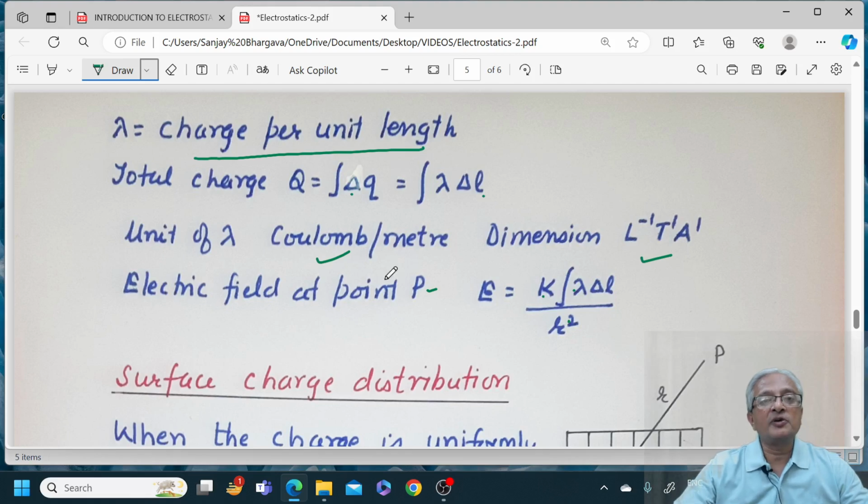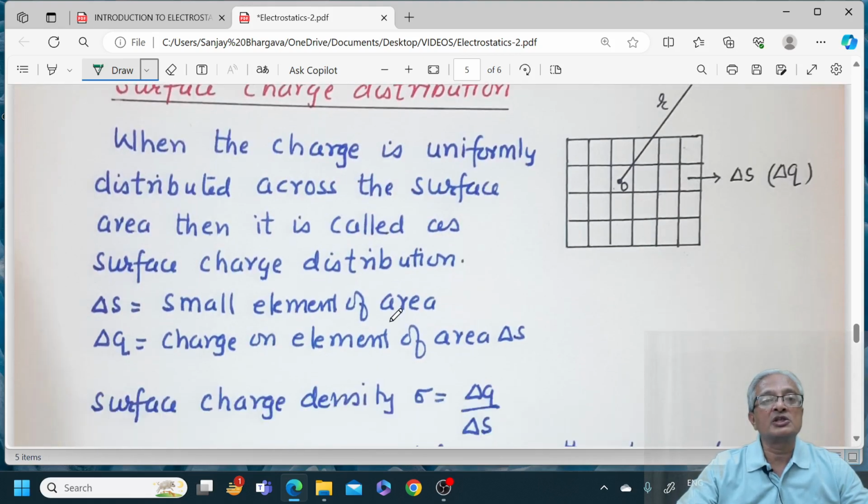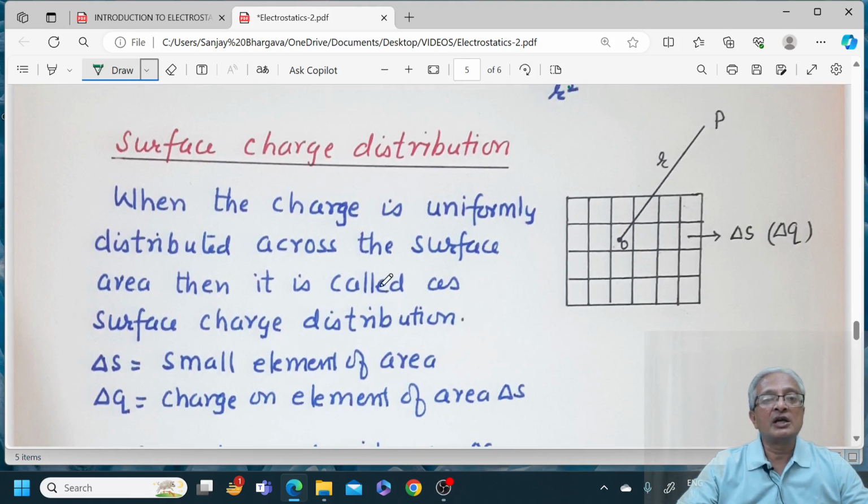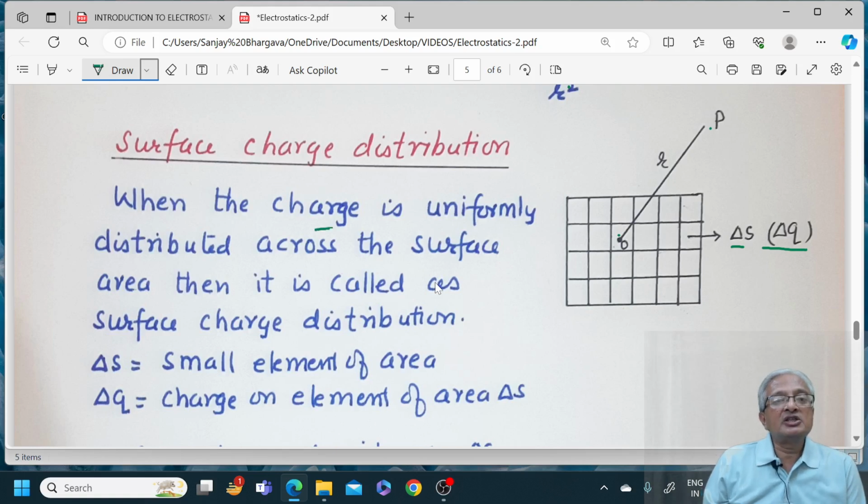The second type of charge distribution that we talk about is called surface charge distribution. So we have a sheet of charge here, and the entire area is divided into small areas delta S, and each delta S carries a charge delta Q. Again, we have a point P, the point of observation, at a distance R from the origin O. How do we think of surface charge distribution? When the charge is distributed along the surface area, then it is called surface charge distribution.